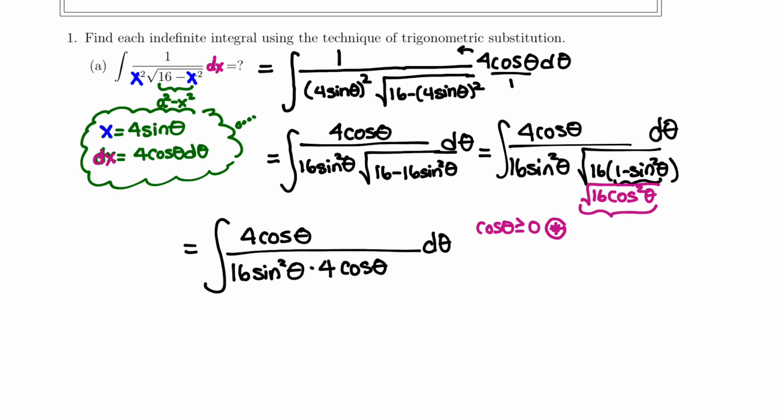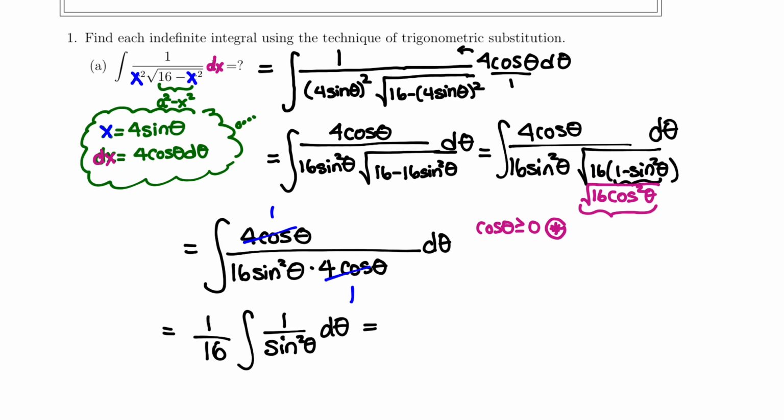Zach, what are you canceling here? You're canceling my 4 cosine theta. When you cancel that 4 cosine theta, what are you left with? 1 over 16 times the integral of 1 over sine squared theta d theta.